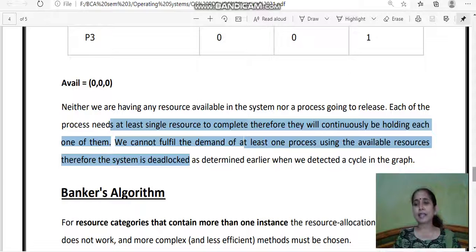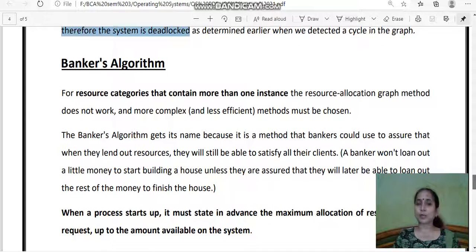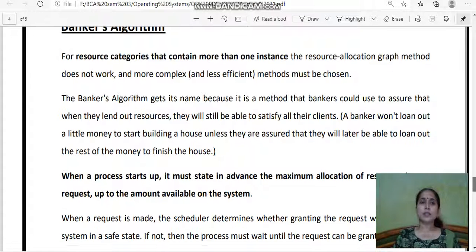क्योंकि साइकिल थी और हमने इस ग्राफ के थ्रू, मैट्रिक्स के थ्रू भी जान लिया कि there is a deadlock situation. Now, Banker's algorithm is another way to resolve this deadlock situation. Okay, what is Banker's algorithm?